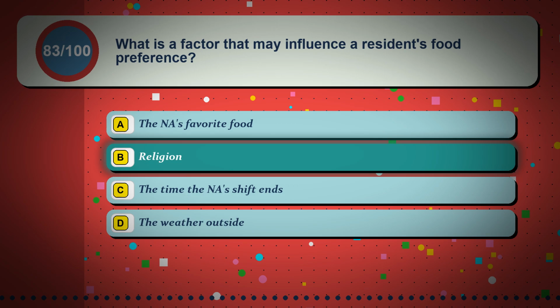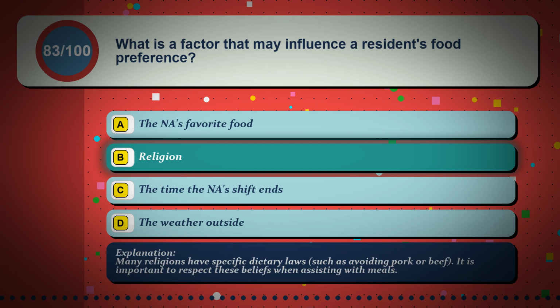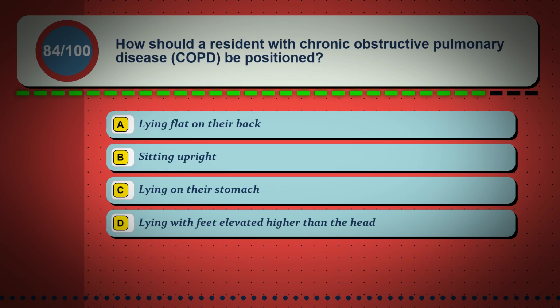The correct answer is option B. Religion. Many religions have specific dietary laws, such as avoiding pork or beef. It is important to respect these beliefs when assisting with meals. Question 84. How should a resident with chronic obstructive pulmonary disease, COPD, be positioned?